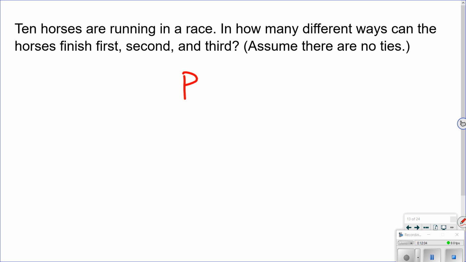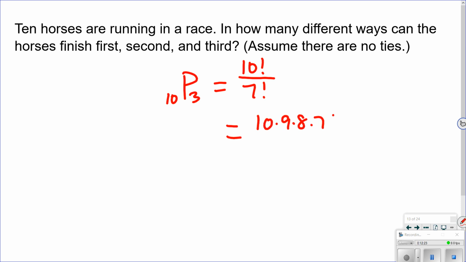It's a permutation. We have 10 horses to choose from, and we're only choosing 3. There's 3 finishes, first, second, and third. So our formula would be 10 factorial over 10 minus 3, which is 7 factorial. When I go to work that out, it ends up being 10 times 9 times 8 times 7 factorial, all over 7 factorial. I don't have to go any further because those 2 will cancel out. Times those together, that's like 720. There's your answer.